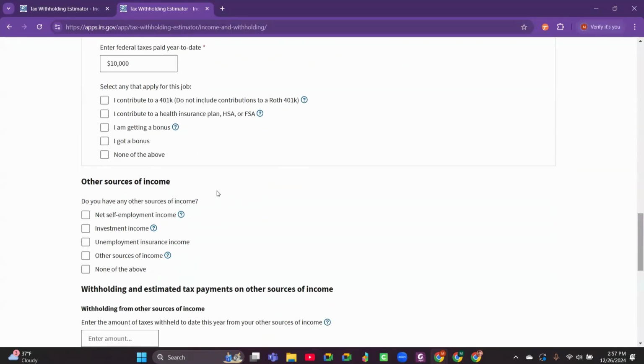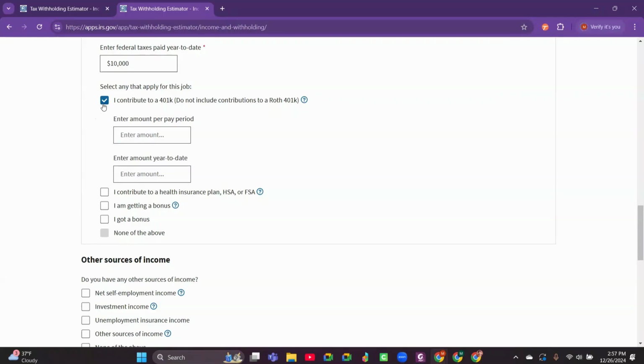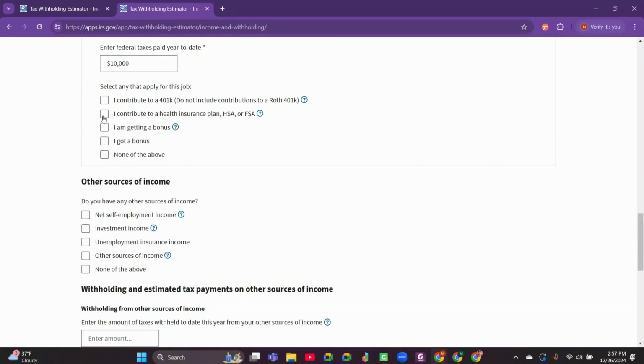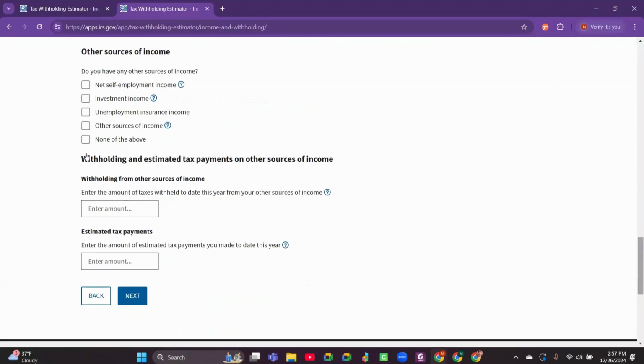For the sake of ease, we're going to say that they did not contribute to a Roth 401k. You would put this on there because, of course, this is something that will impact your taxable income. Same with your health insurance. For the sake of this, we're going to say none of the above. And we're going to say this person doesn't have any self-employment taxes, no additional withholdings, no additional estimated tax payments.